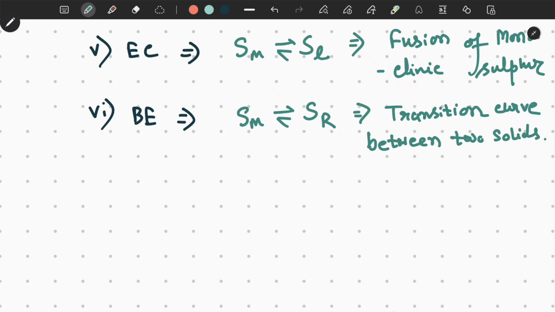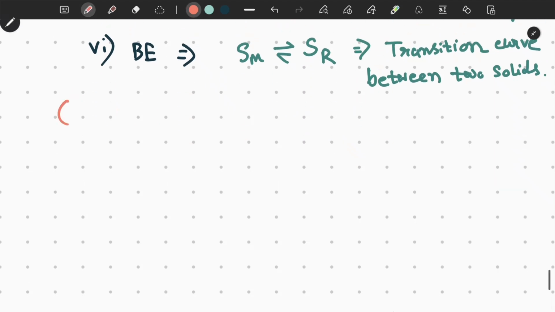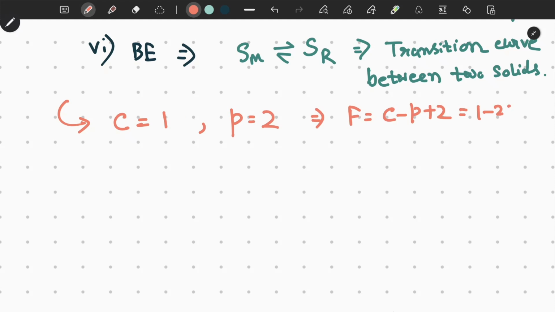So for any curve you choose, the number of components is one, but the number of phases is two. That's why the degrees of freedom will be F = C - P + 2, so 1 - 2 + 2, which is 1. Clear?